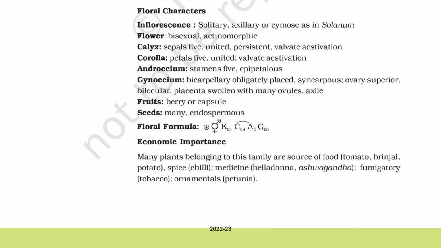Floral characters. Inflorescence, solitary, axillary or cymose as in Solanum. Flower, bisexual, actinomorphic. Calyx, sepals 5, united, persistent, valvate aestivation. Corolla, petals 5, united, valvate aestivation. Androecium, stamens 5, epipetalous. Gynoecium, bicarpellary obliquely placed, syncarpous, ovary superior, bilocular, placenta swollen with many ovules, axile. Fruits, berry or capsule. Seeds, many, endospermous. Floral formula: actinomorphic, bisexual, K(5), C(5), A5, G(2).